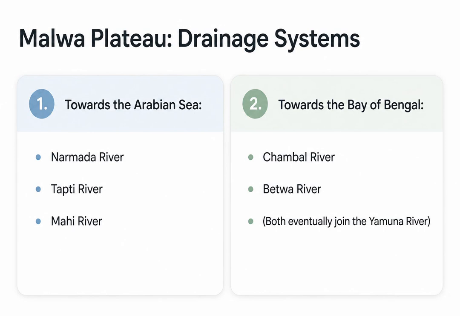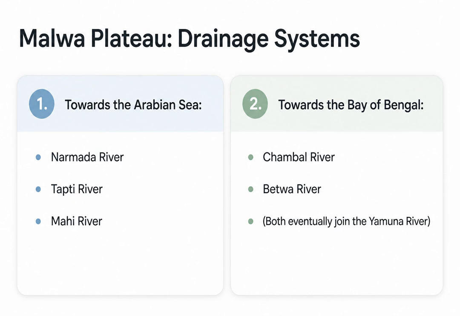The Malwa Plateau is uniquely positioned such that it feeds two entirely different drainage systems. Rivers like the Narmada, Tapti, and Mahi flow westward, eventually emptying into the Arabian Sea. Conversely, rivers like the Chambal and Betwa flow northward, joining the Yamuna River, and ultimately sending their waters east into the Bay of Bengal.